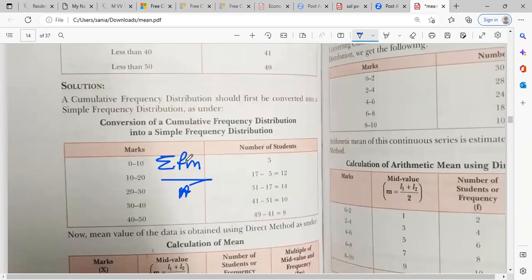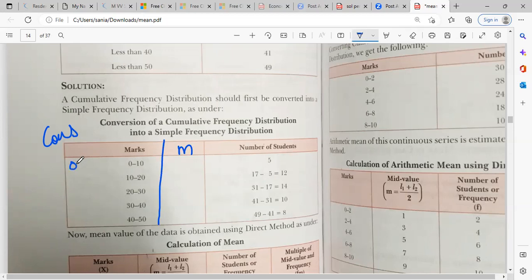This is for Hania, because Hania was absent in the previous class. Whenever you are getting a continuous series, first of all, you have to find this M. Ma'am, how will I find the M? You will make a table like this. Your M will be 0 plus 10 divided by 2, which is 10 upon 2, so the answer is 5.